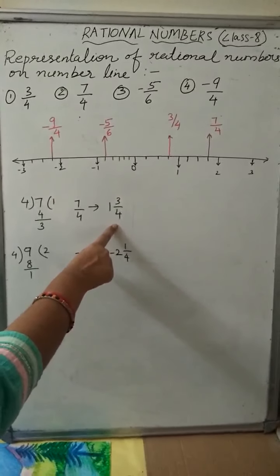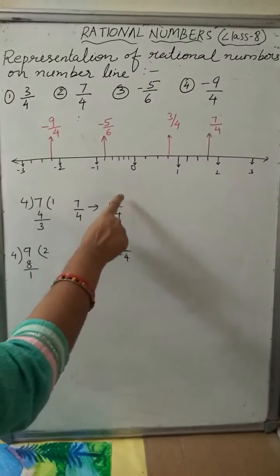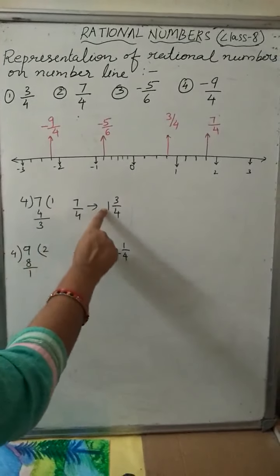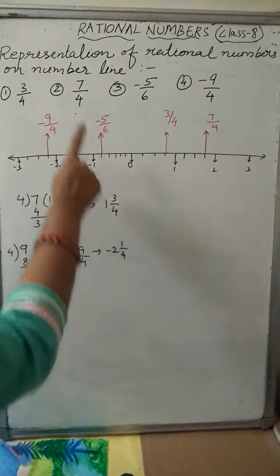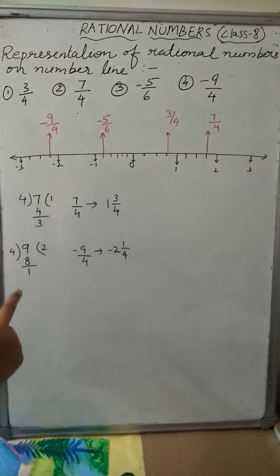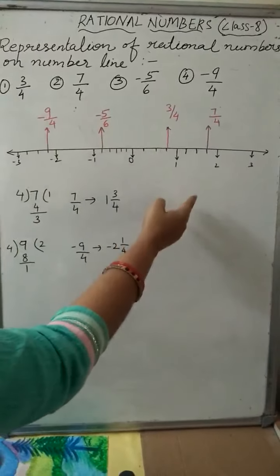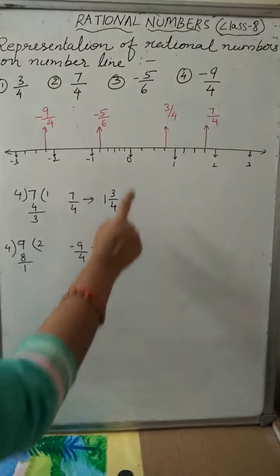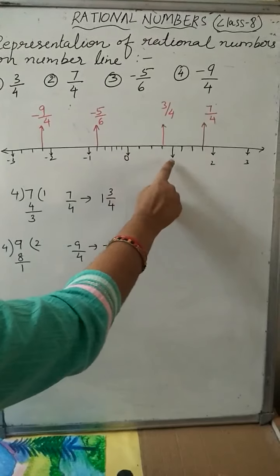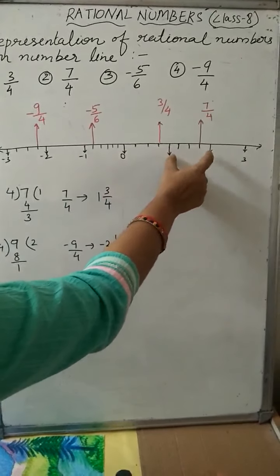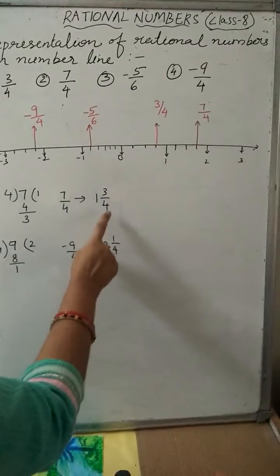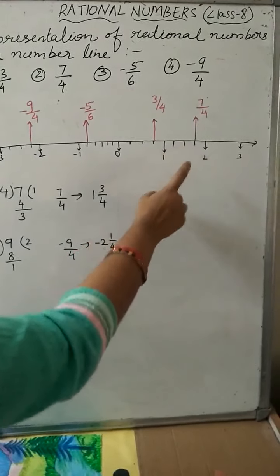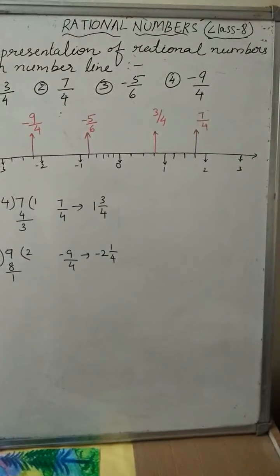Okay, it means that 1 whole and 3 by 4. So 1 whole, and also it is carrying positive sign. So if it is carrying positive sign, it will lie towards my right hand side, and then 1 whole 3 by 4. So from 0 to 1, this is 1 whole, and again next part we have to divide it into 4 equal parts. So I have divided already this into 4 equal parts that you can see.